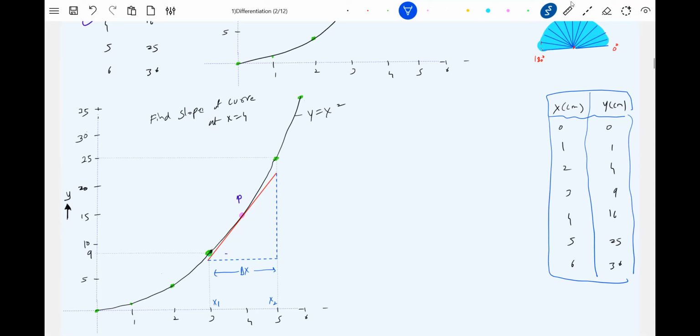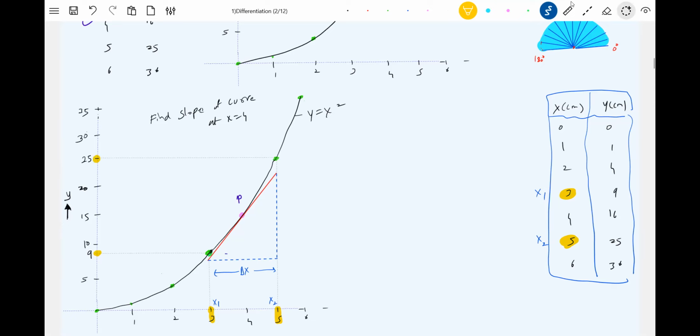This is x1 and this is x2. So x1 corresponds to 3 and x2 corresponds to 5. Let me write it. What is the corresponding value of y? We know, if x equal to 3, y should be 9. Then for x equal to 5, y should be 25.